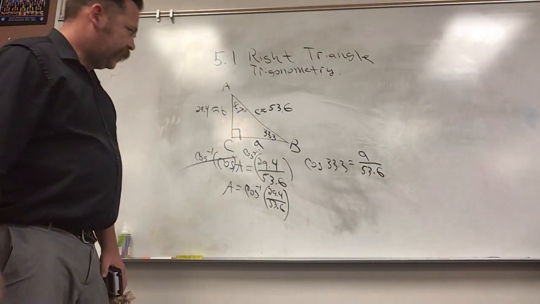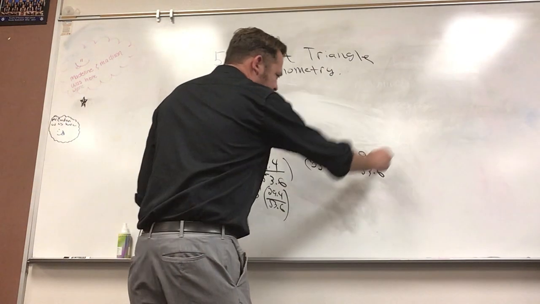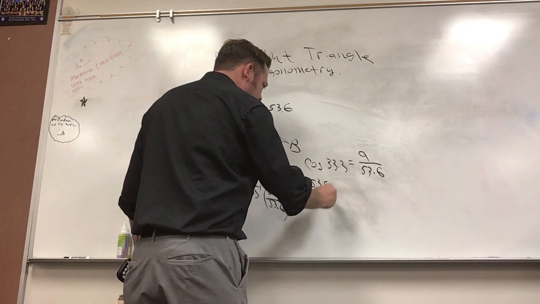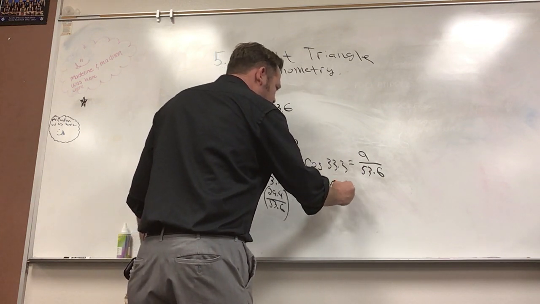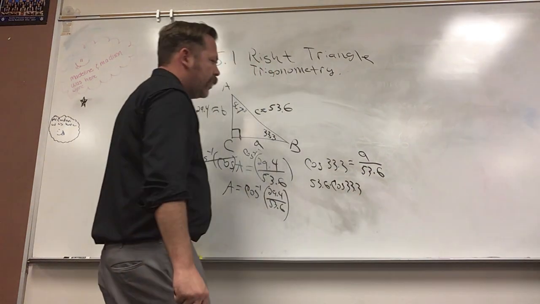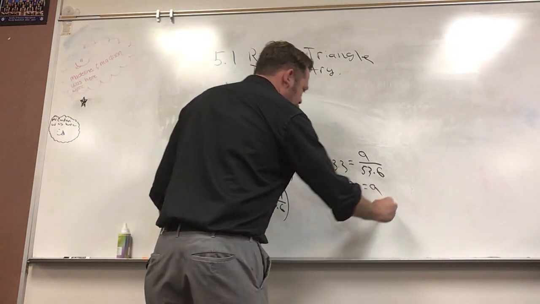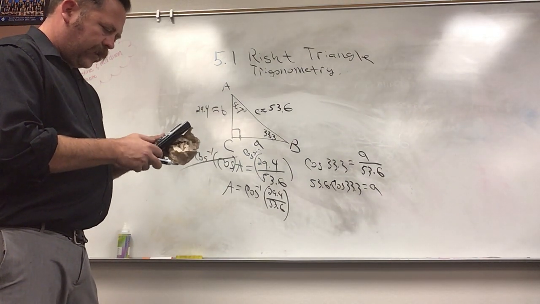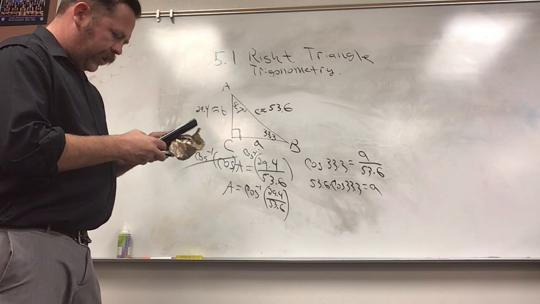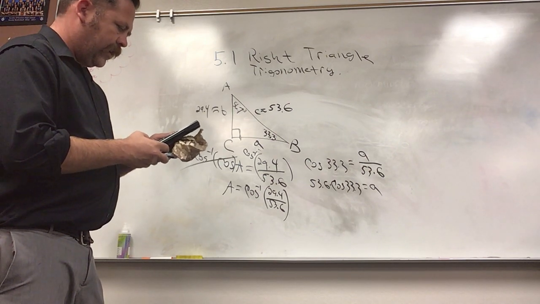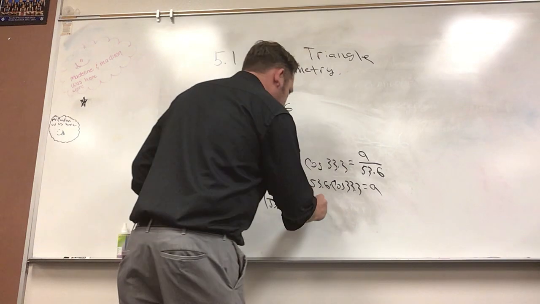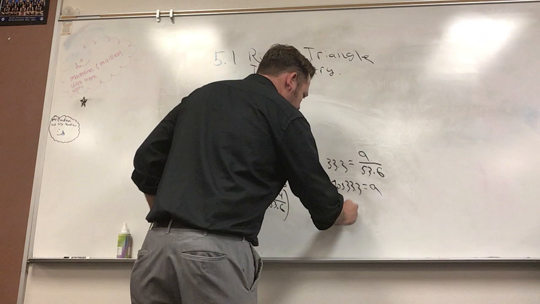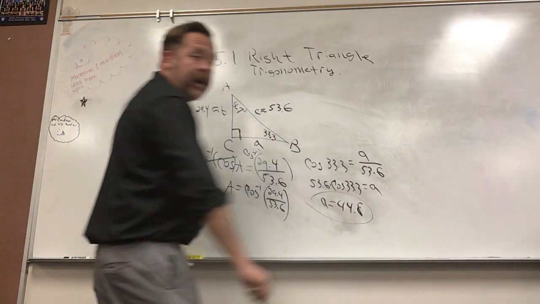All right. So to solve for a, I'm going to multiply both sides by 53.6, and if I do, I get 53.6 times cosine of 33.3, and that's equal to a. So 53.6 times cosine of 33.3, and that means a is equal to 44.8. Boom. There we have it.